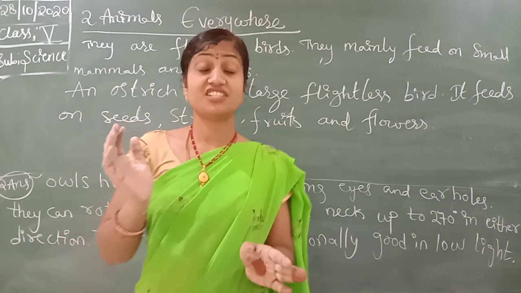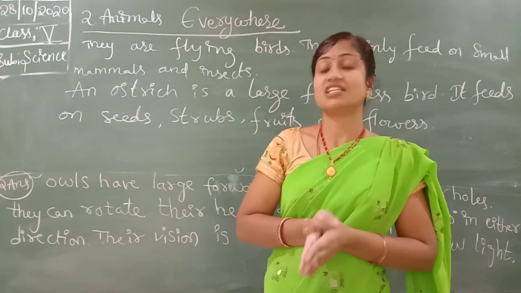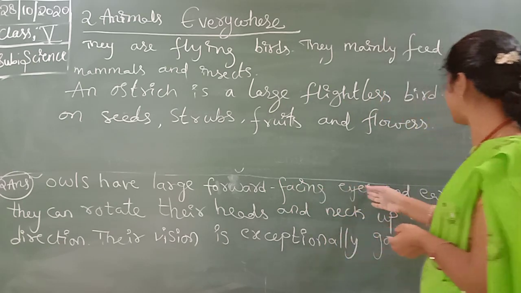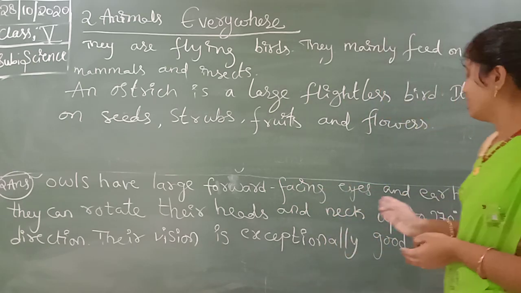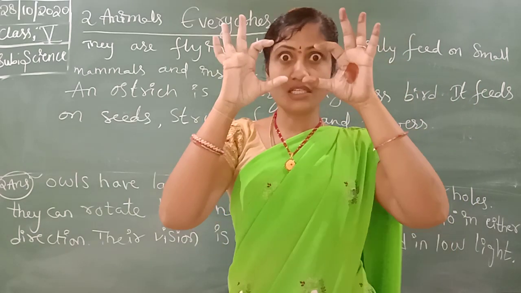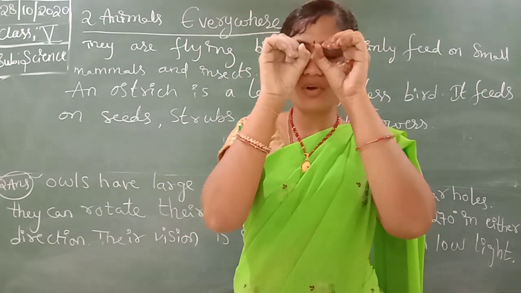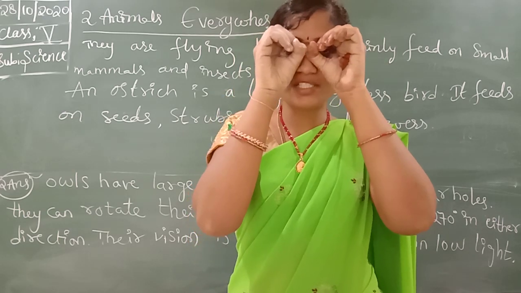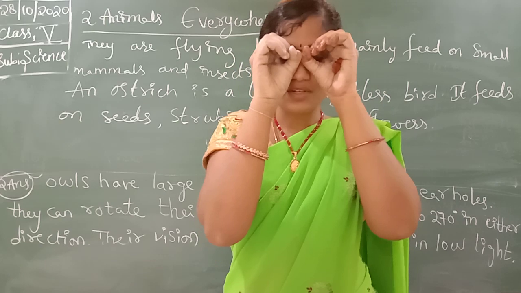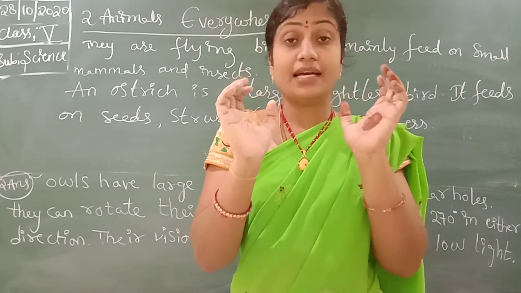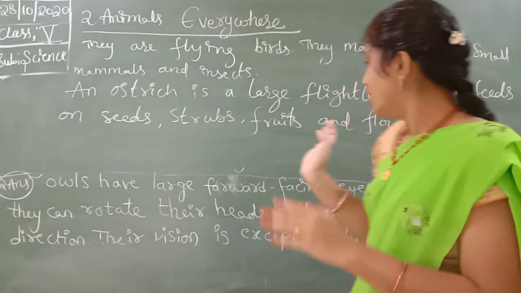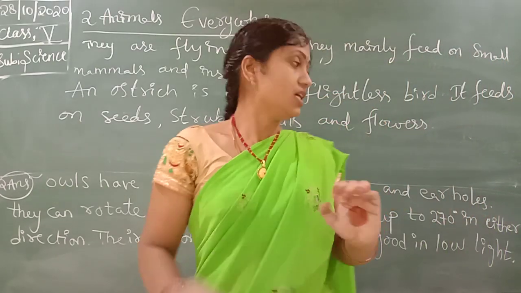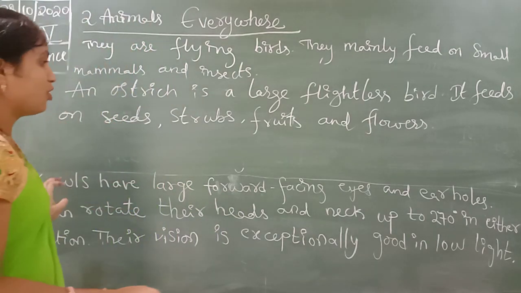What is the differentiation between owl and ostrich? That is the question. So owls have large forward facing eyes and ear holes. Okay, large like this only, owl eyes. When we observe owl eyes, like this, it's looking outside, coming like that, no, large, and the eyes look very large. Okay, forward facing eyes. Okay, and next, ear holes.